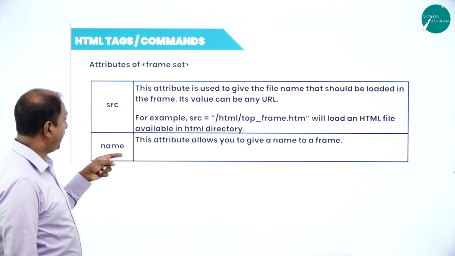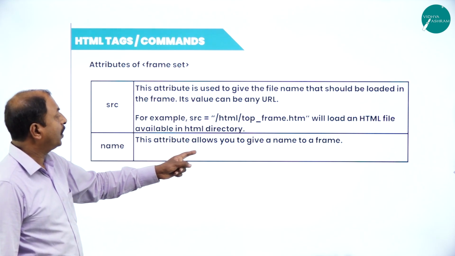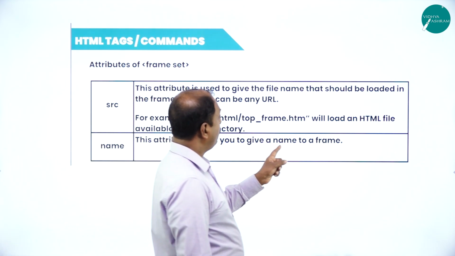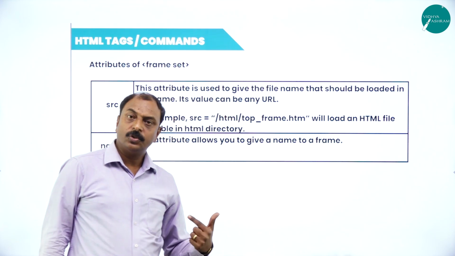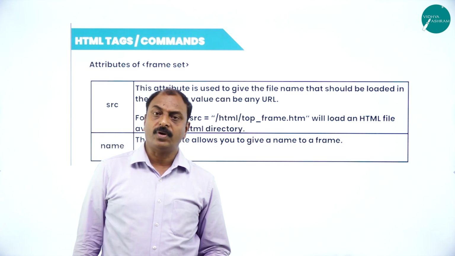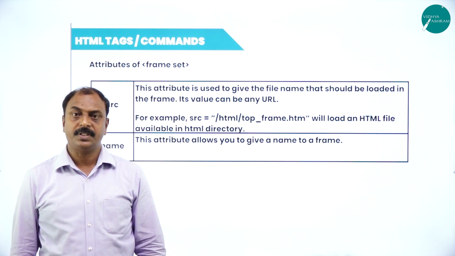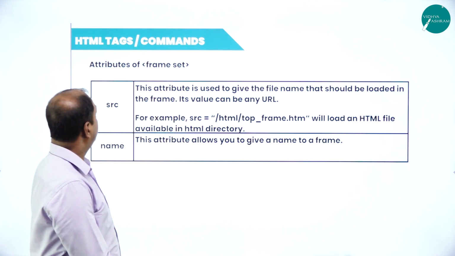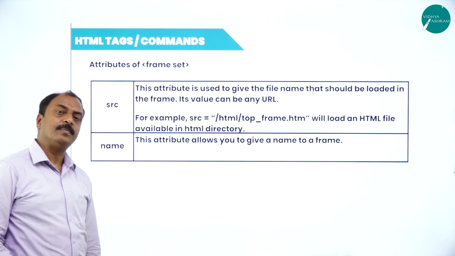Next one is the name attribute. This attribute allows you to give a name to a frame. It is also possible to give a name for each and every frame in a frameset. So these are all different attributes of frameset.